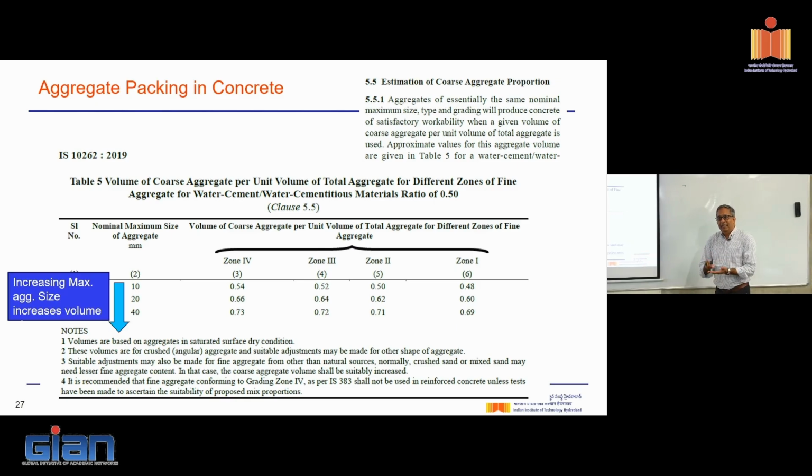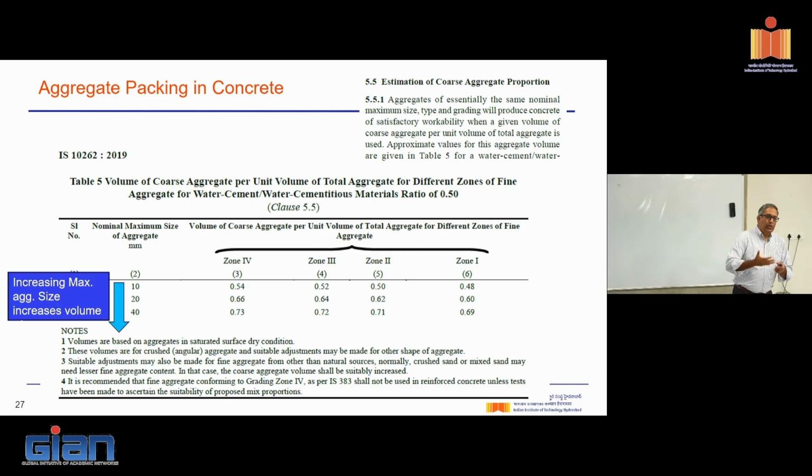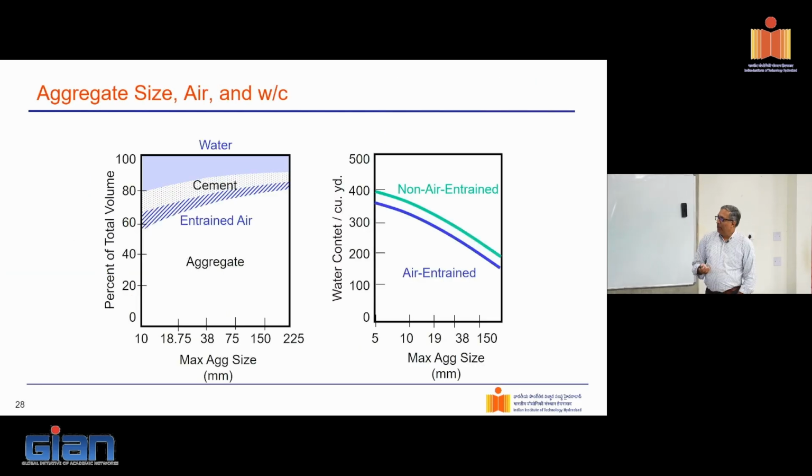Okay, but this table is empirical. Nobody can derive this table for you. The lessons to take here are coming from what we learned from the spherical packing models. But this is built into our code, where the whole idea is that you want to pack as much solid in the form of aggregate as possible in your concrete. Okay. Now, this is typically how it plays out.